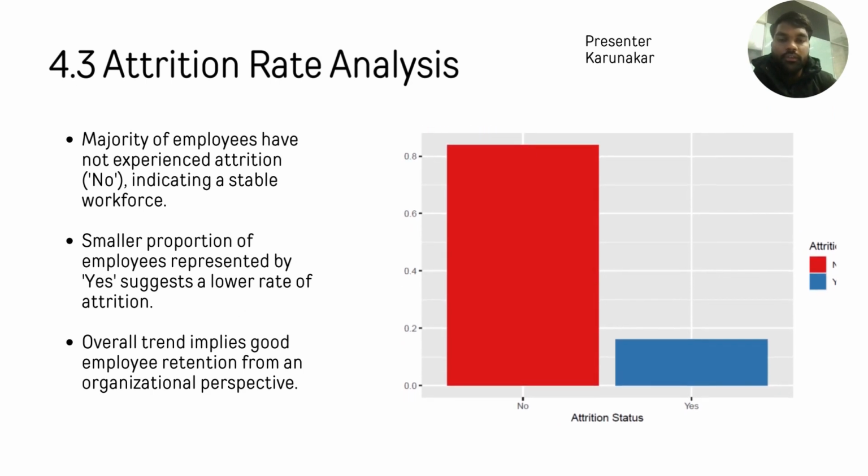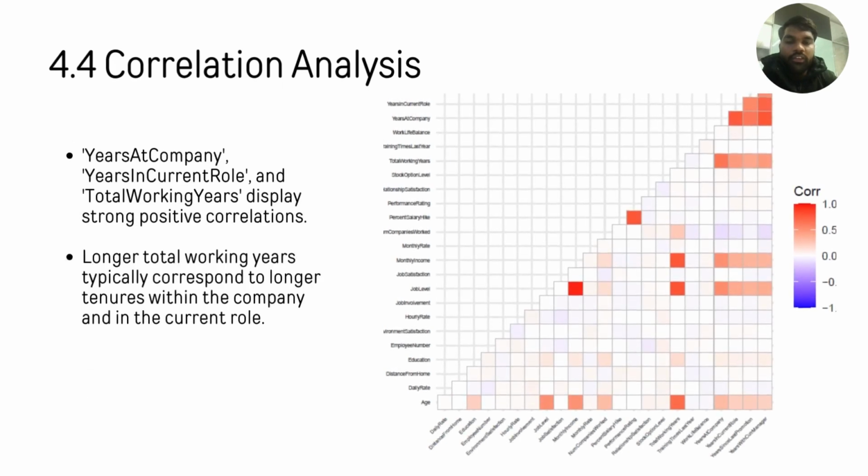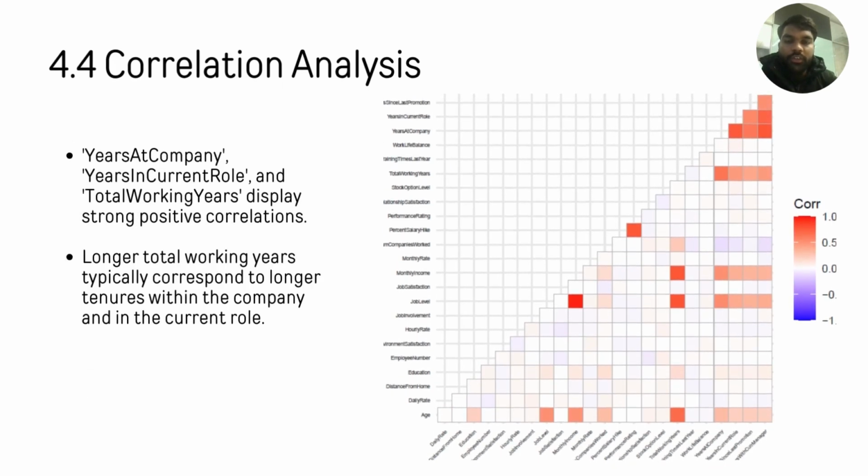Let's dive into our attrition rate analysis. As illustrated in the graph, there's a noticeably smaller segment of employees represented by yes, indicating a lower attrition rate. This trend suggests positive employee retention from an organization standpoint. Following that, we generated a correlation chart to explore relationships within the dataset.